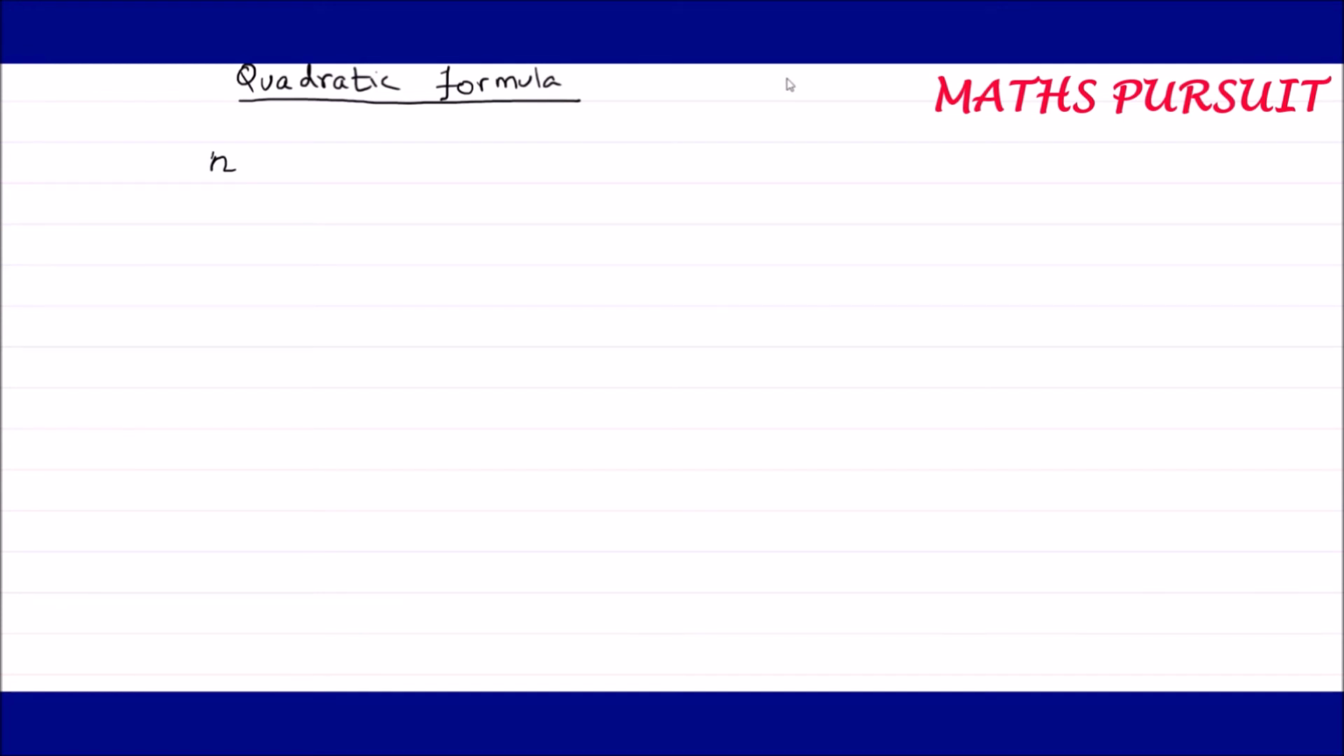So here, instead of x, we have n. n is equal to minus b plus or minus root over of b square minus 4ac upon 2a.